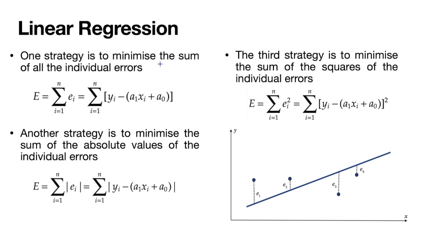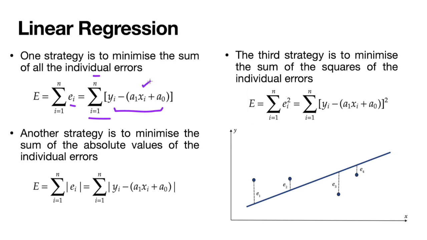One strategy is to minimize the sum of all the individual errors. We want to minimize E1, E2, E3, and E4, and we can write this as the sum from i equals 1 to n, where n is the number of data points. For example, we have n values, so we sum all of these individual errors. So this is one way.